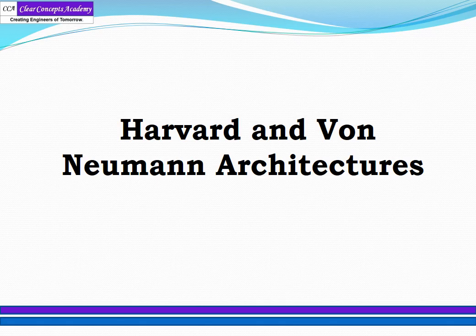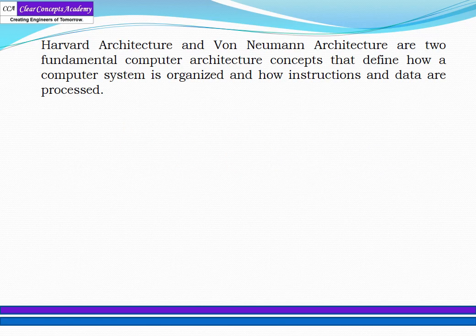Hello friends, today we will see Harvard and von Neumann architecture. Harvard architecture and von Neumann architecture are two fundamental computer architectures that define how a computer system is organized and how instructions and data are processed.